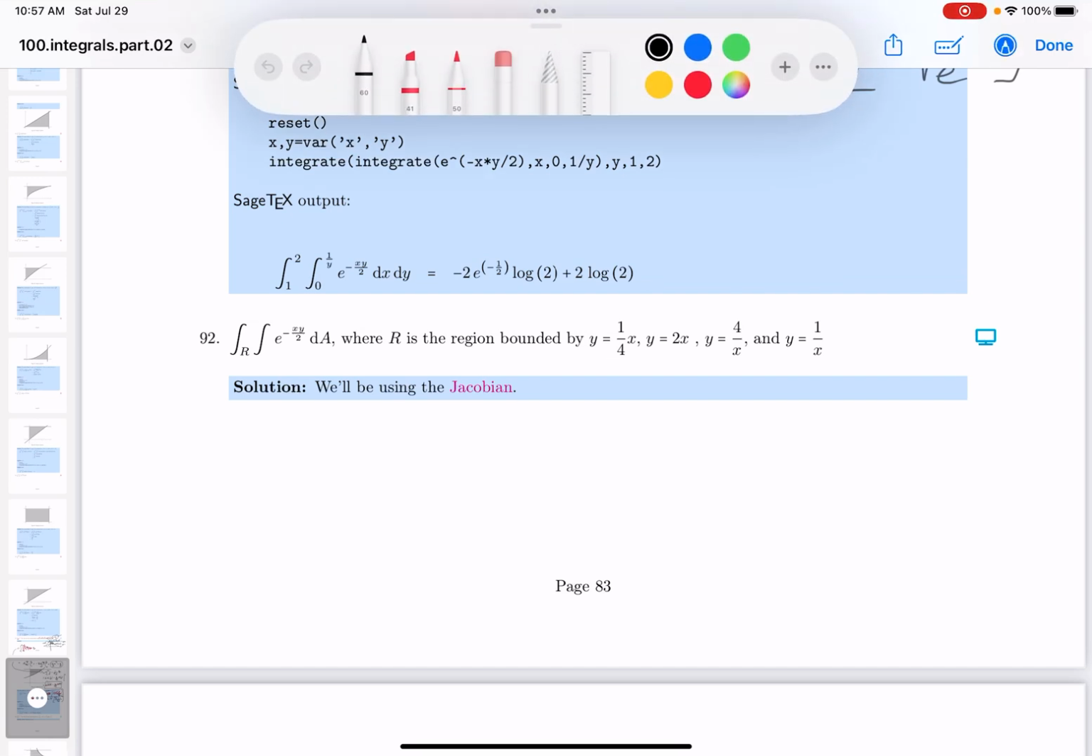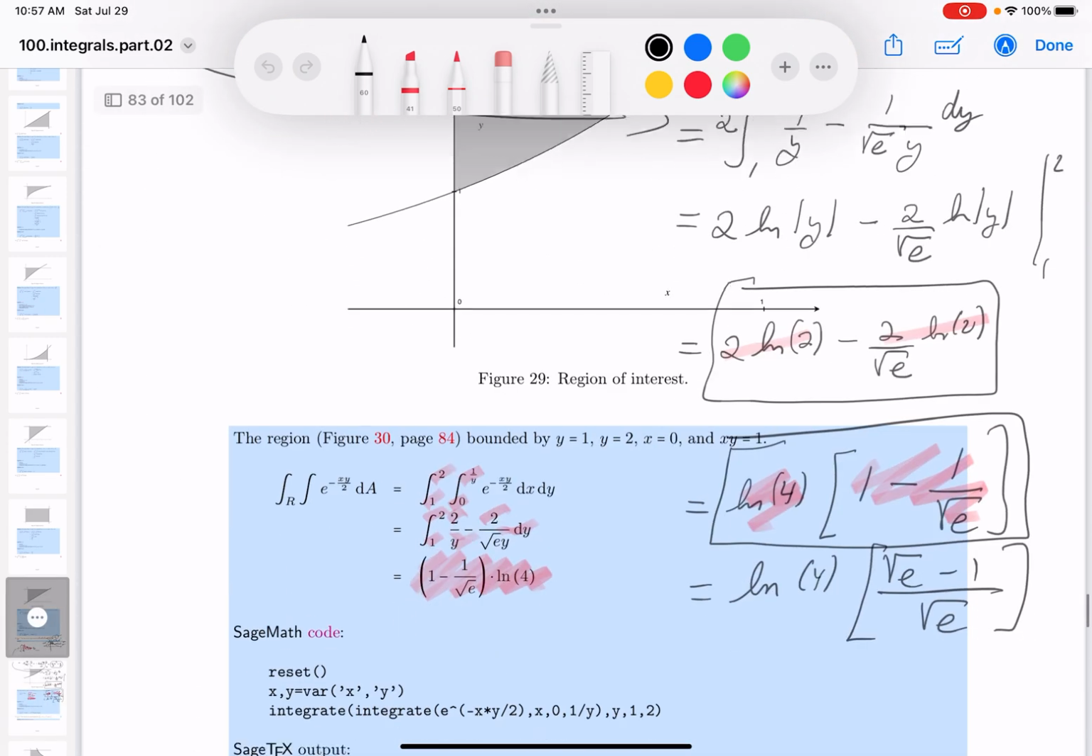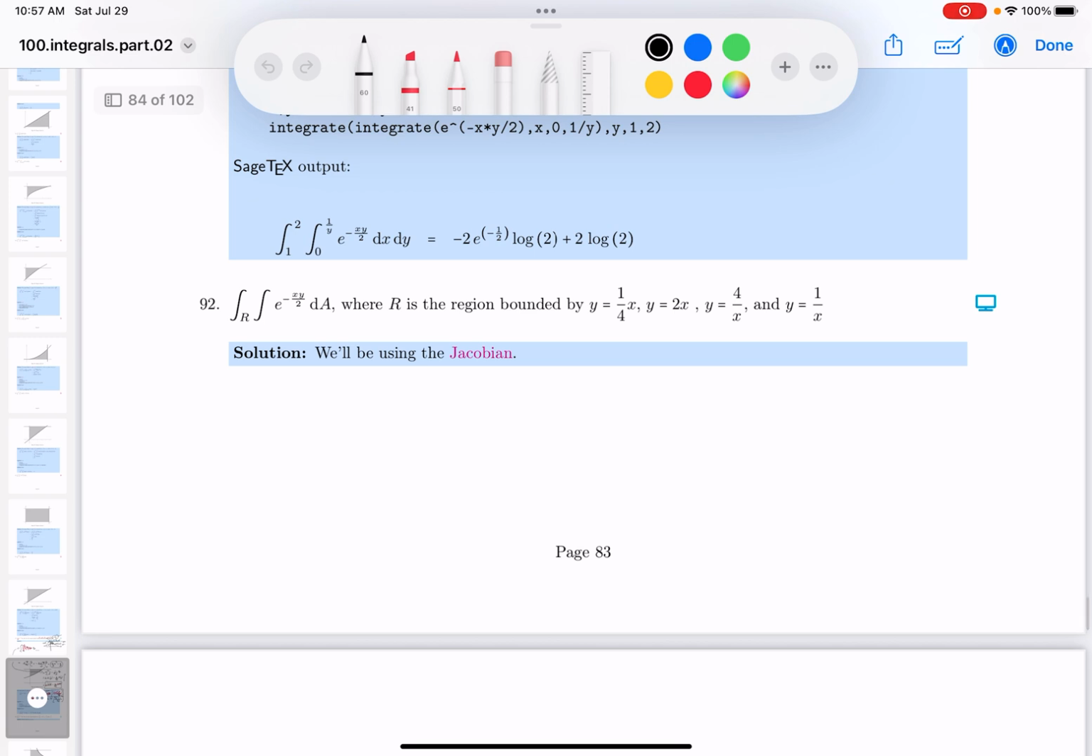Okay, 92 looks like 91. The problem for this, though, let me go back to that. It looks like the same problem. The problem is the region now. Whoops. And the region is this over here.